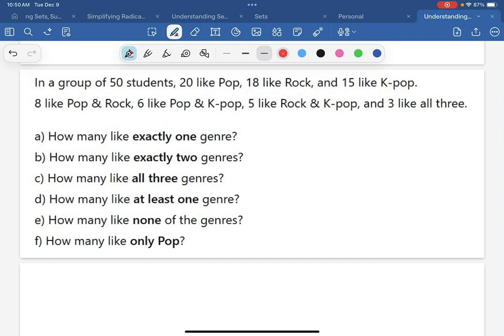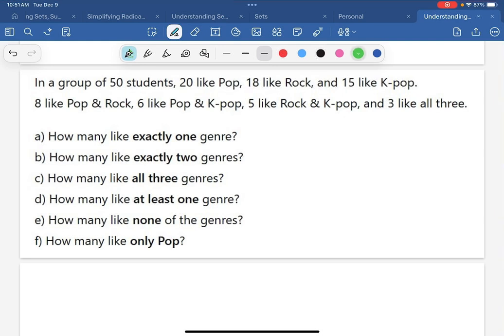Now let's have our first problem involving 3 sets. So this is our problem given. In a group of 50 students, 20 like pop, 18 like rock, and 15 like K-pop. Now, 8 like pop and rock, 6 like pop and K-pop, 5 like rock and K-pop, and 3 like all three. So let's just write here.